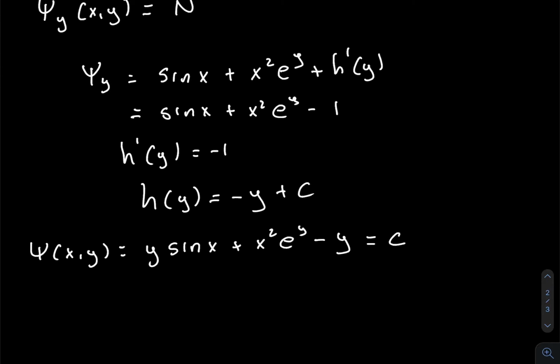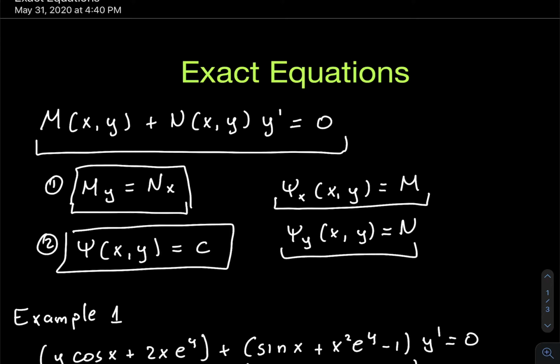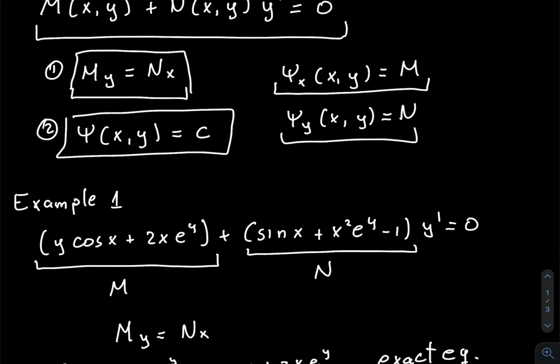So again, the steps are simple. First, we verify that the equation is exact by checking that the partial derivative of M with respect to y is equal to the partial derivative of N with respect to x. Then if that's true, there exists a function psi where this function equal to a constant will be our solution for the differential equation. The process to find the function psi is to notice that the partial derivative of psi with respect to x must be equal to M, and the partial derivative of psi with respect to y must be equal to N. And then we can solve.